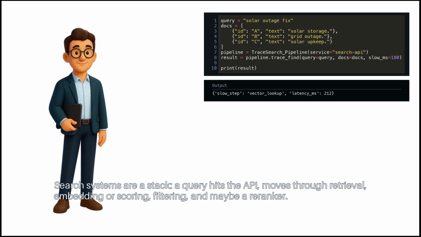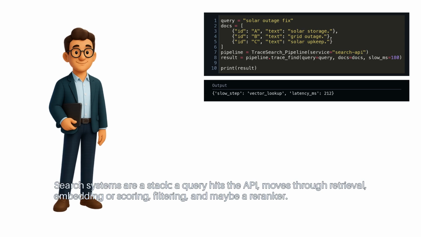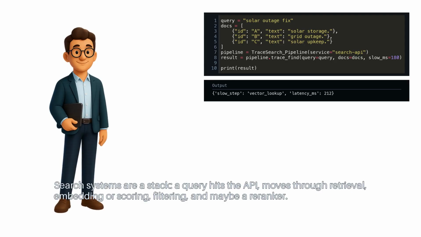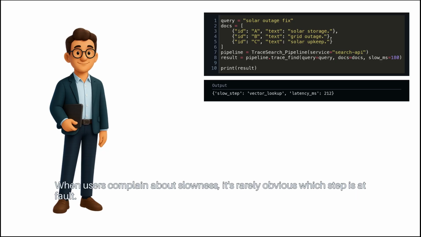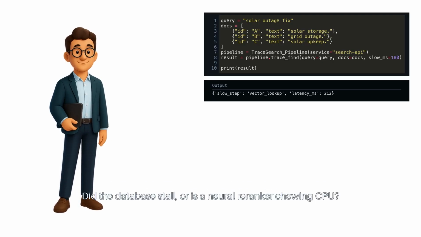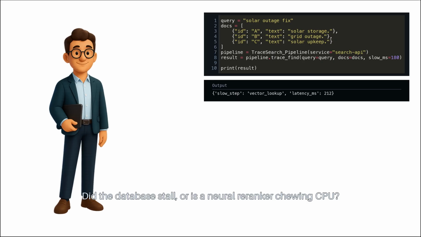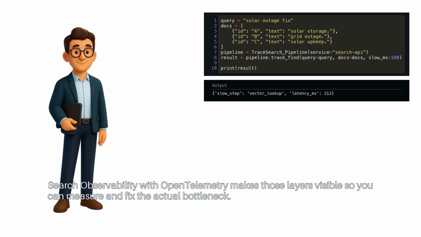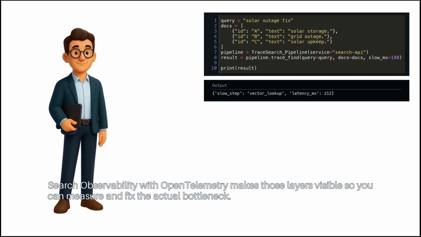Search systems are a stack. A query hits the API, moves through retrieval, embedding or scoring, filtering, and maybe a re-ranker. When users complain about slowness, it's rarely obvious which step is at fault. Did the database stall? Or is a neural re-ranker chewing CPU? Search observability with OpenTelemetry makes those layers visible so you can measure and fix the actual bottleneck.